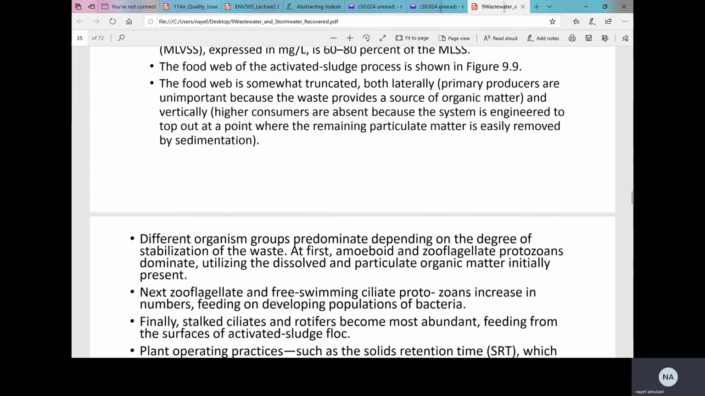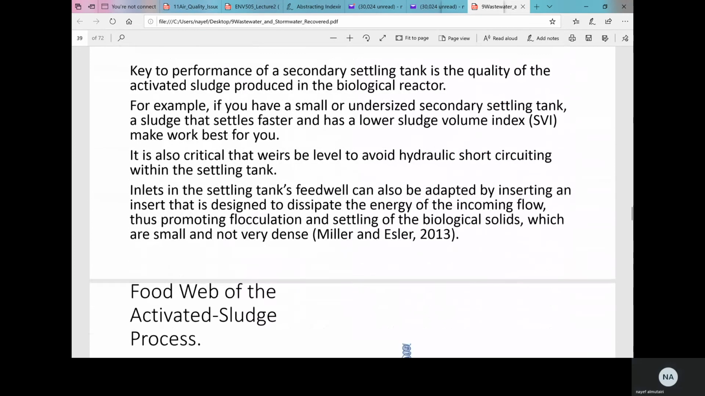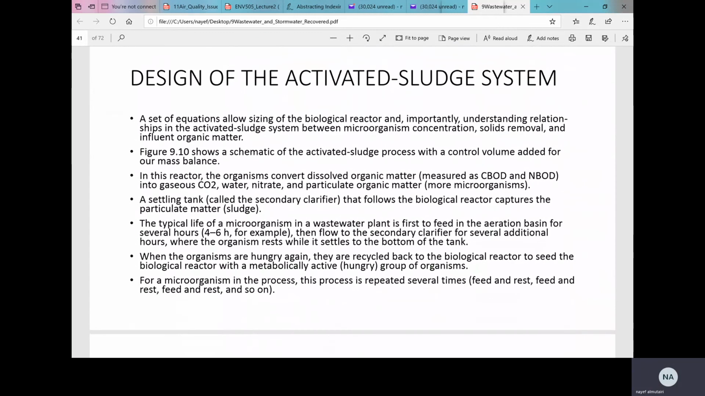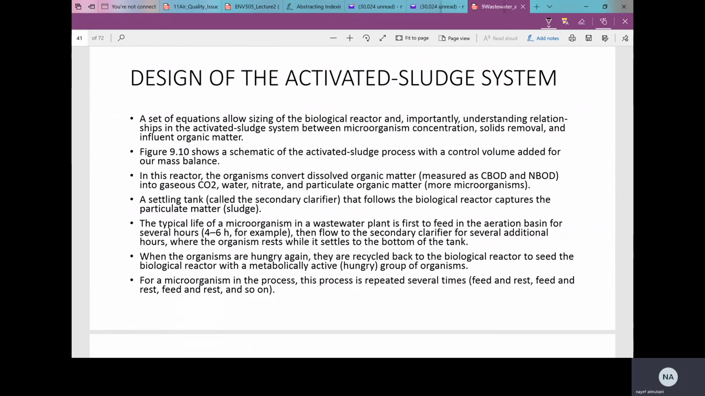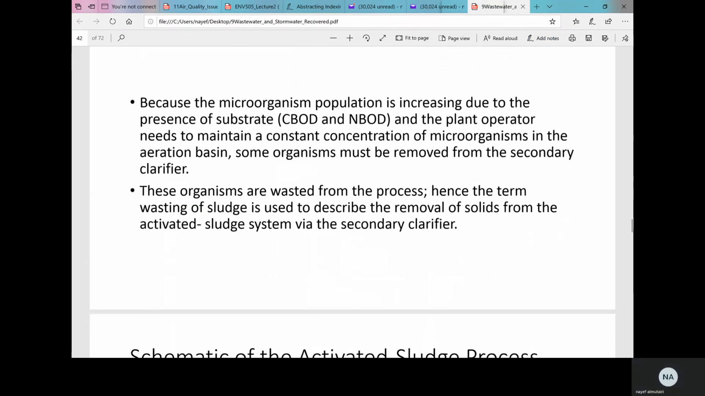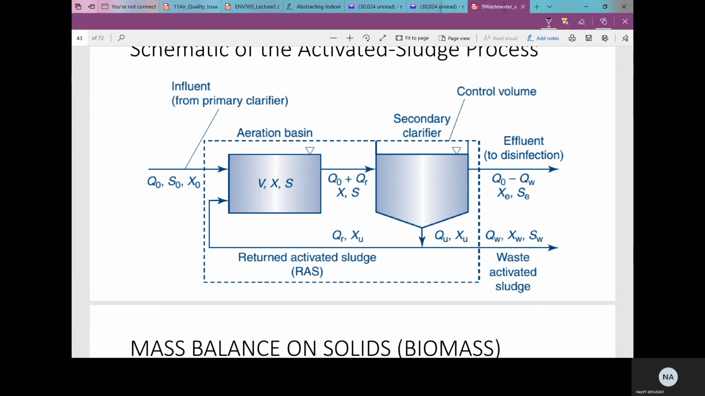Let's look at the process that is important to look at. Now, we have to know how to design this, because this comes every final, designing an activated sludge system. The influent comes from the primary clarifier. Comes to the aeration basin.